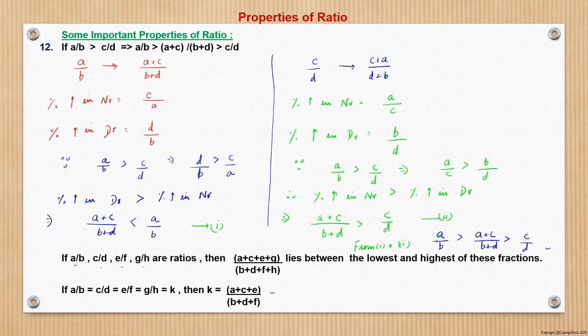This we can check. If you put a by b equal to c by d, we will get, in this derivation, a by b is equal to a plus c upon b plus d is equal to c by d. So that is it.